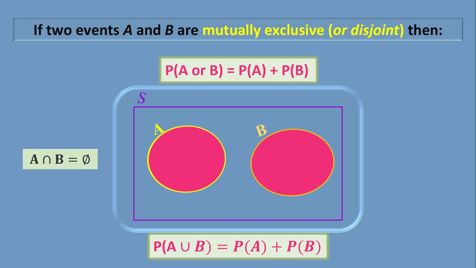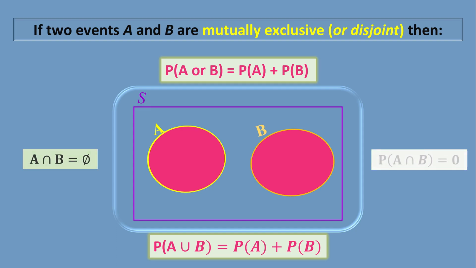Right, let me explain this in more detail. What does A intersection B equals empty mean? That means no common elements, right? The common region is empty. So that is disjoint. Okay, that means probability of A intersection B equals 0. Again, the probability of any empty set is 0.